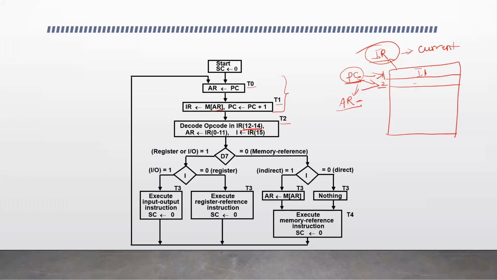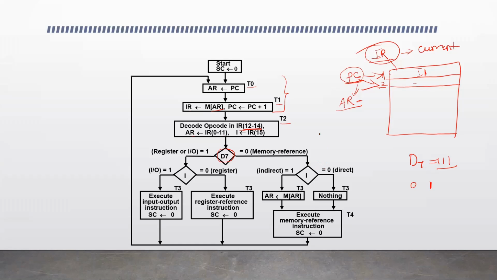Now, after decoding, we check the output of the decoder, that is D7. When the opcode is 111, it is not a memory reference instruction, so D7 is 1. In other cases, it is 0. So we check D7. If it is 1, it means it is a register reference or IO instruction. When the decoder output D7 is 0, it is a memory reference instruction.